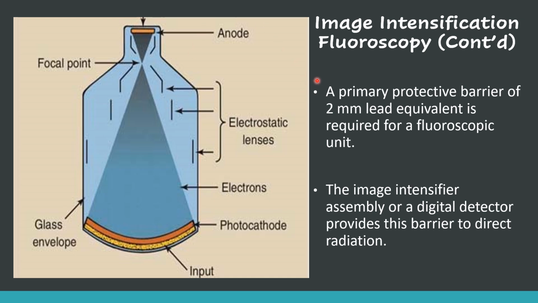So image intensification fluoroscopy continued. A primary protective barrier of 2 millimeter lead equivalent is required for all fluoroscopy units. The image intensifier assembly or digital detector provides this barrier to direct radiation. Again, x-rays coming through here. You have your glass envelope, kind of like x-ray, focal point here, and anode.